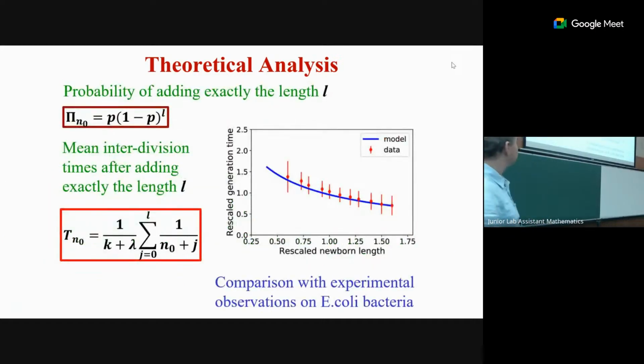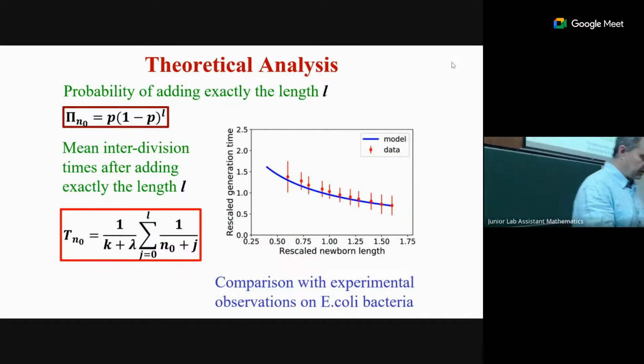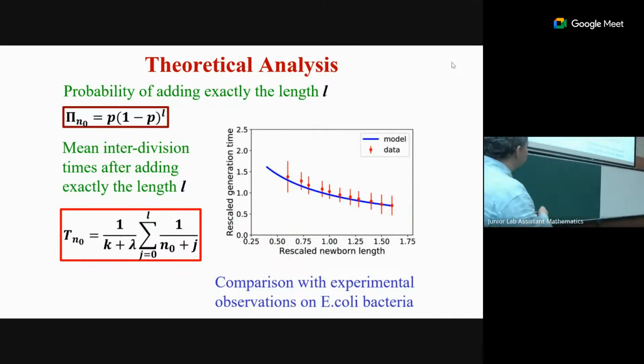I don't need to show the equations here. You can calculate the probability of adding exactly length L. You can also calculate the mean interdivision times, which are exactly mean first passage times. You can calculate them analytically, and you can see the experimental data. Again, this is the model, and this is the data, the same data that I showed you. See, that works really, really well.